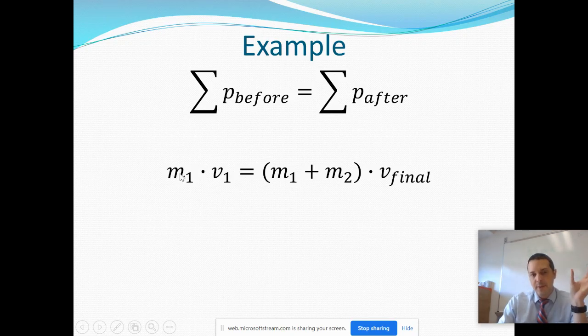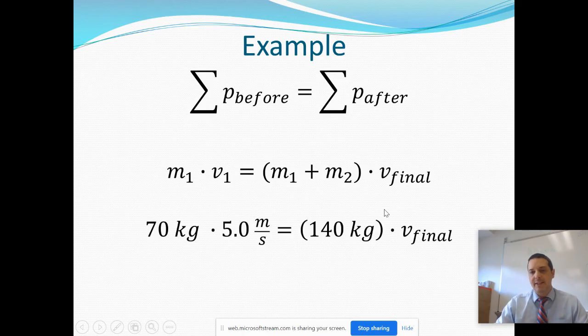We have mass 1 times velocity 1. We don't have two masses or two velocities here because initially object 2 is stationary. So all we have is the mass of the first object, your friend running at you, and their velocity. That entails all the momentum in the before condition. After your friend picks you up, you and your friend are now moving together as one mass. So you have to combine your masses together, and you can find out what your final velocity is.